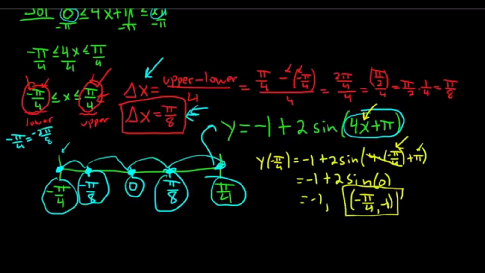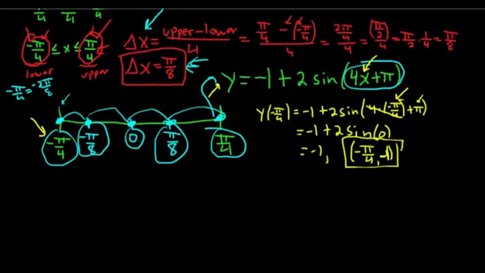So again, I did that kind of fast, but you take this number and you plug it in here, and that gives you your y value. In this case, it was negative 1. So 1 down. Then you have to do it for all of them. It's a lot of work.